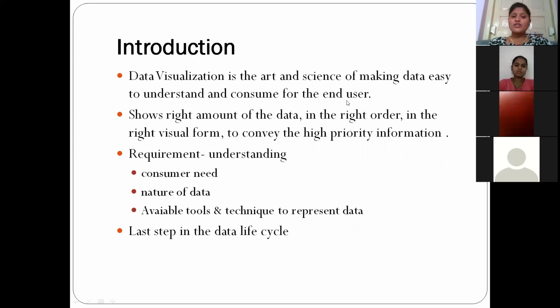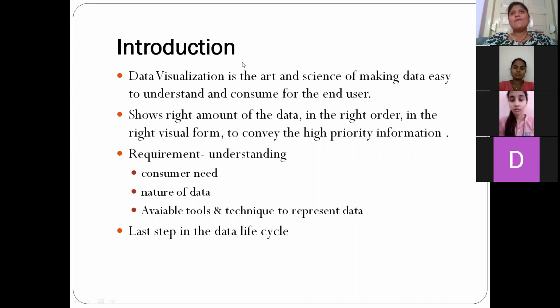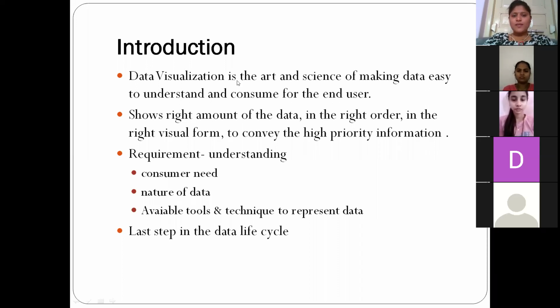It is going to show the right amount of data, in the right order, in the right visual form, to convey the high priority information. It shows the actual data that is there, in a particular order; it is not going to miss the order. And in the visual form, a pictorial view will be given. It also gives particular things high priority and low priority, everything has to be considered.